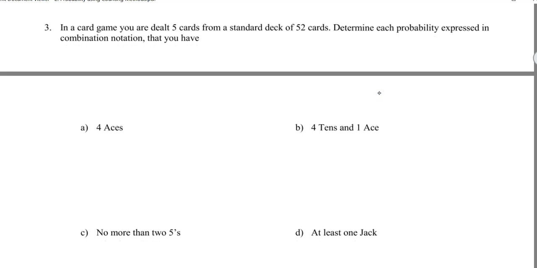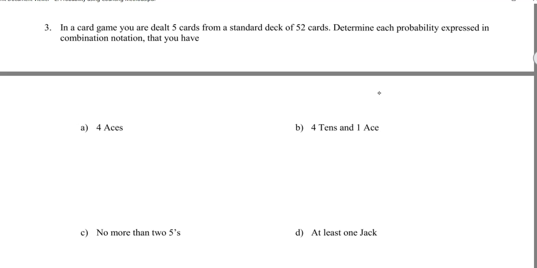In a card game, you are dealt 5 cards from a standard deck of 52. People are always asking about the jokers, but in card games, generally we are not including jokers when we're working on probabilities. So in a card game, you are dealt 5 cards from a standard deck of 52 cards. Determine each probability expressed in combination notation.